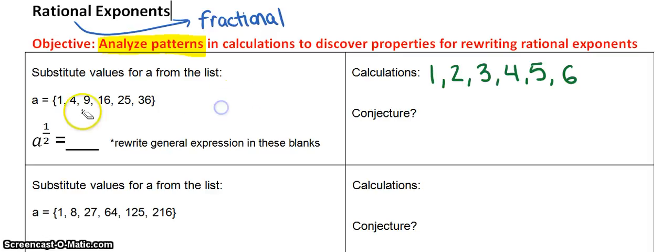I hope you realize they gave you a bunch of perfect squares, and the outputs are their square roots, because a to the 1/2 power is the same thing as taking the square root of a. I'm not going to write anything in the conjecture. That's for you to write notes to yourself as you're doing the discovery on your own.